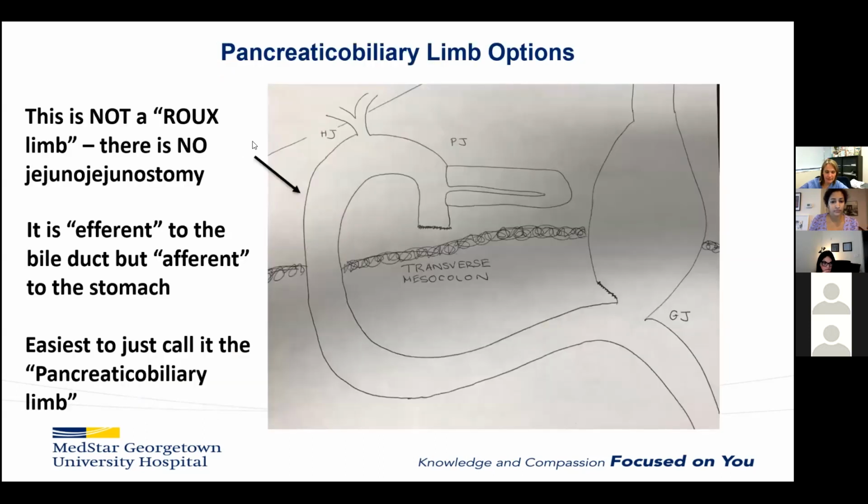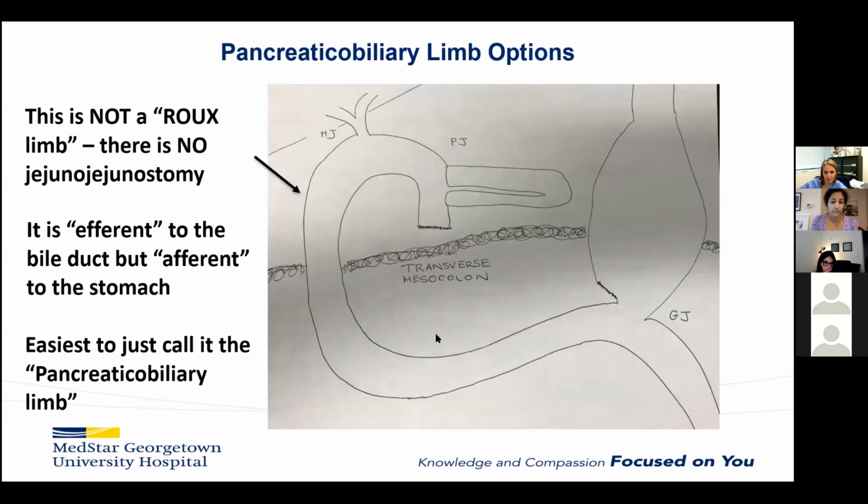One thing I think is important is terminology. Often this is described as the roux limb or the afferent limb, efferent limb or something. I think the easiest thing is just to call this the pancreaticobiliary limb. It's not a roux, although you can make a roux for a Whipple. Most people don't. To be a roux, there has to be a jejunojejunostomy. That's by definition. So if there's not one of those, it's not a roux.